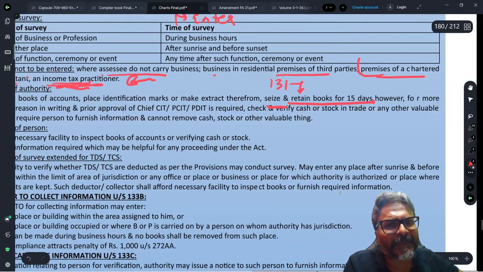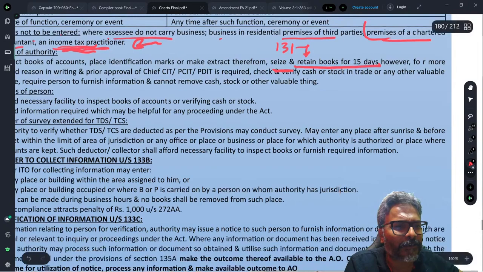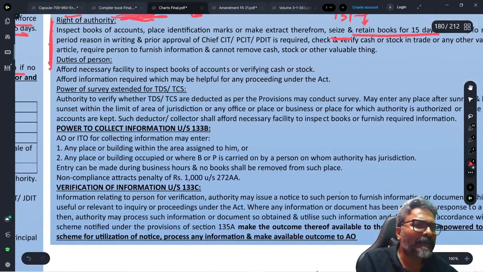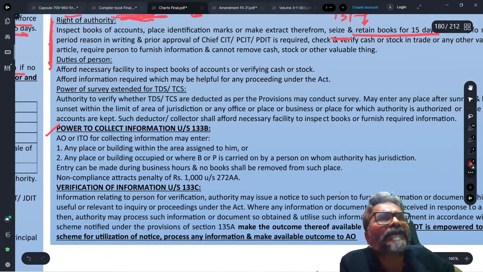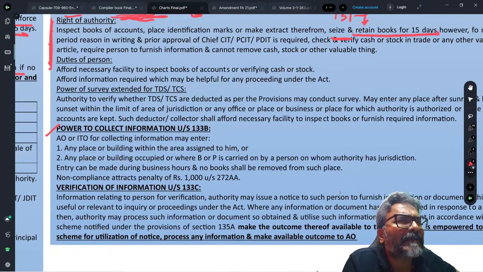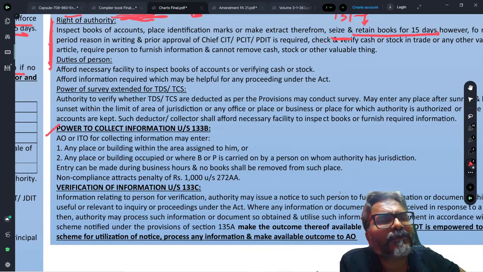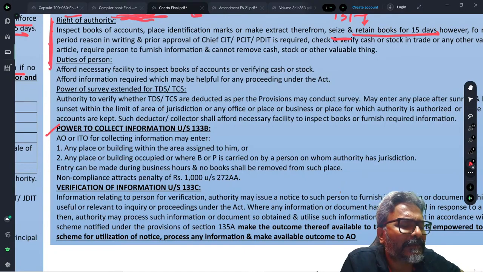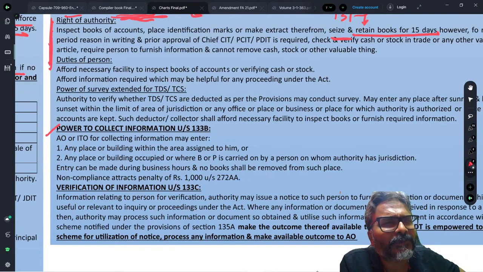Students, so same as that of 131 which has been there. I hope that all of you are clear with this one. Now students, 133A and 133B, you will find a lot of similarity. Here also the assessing officer goes to the place of business of the assessee and gathers the evidences, gathers the information.